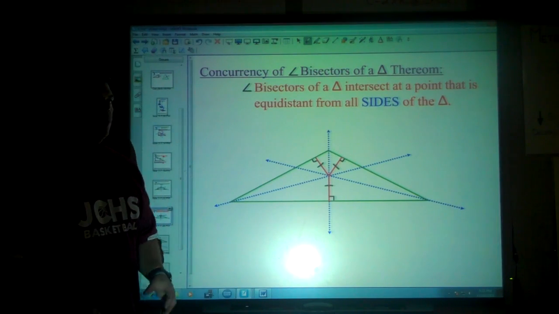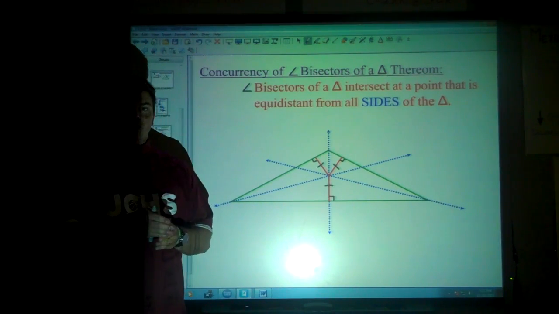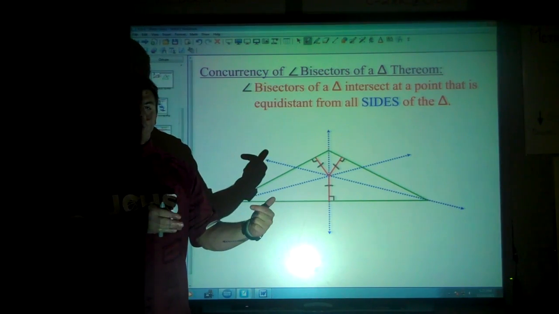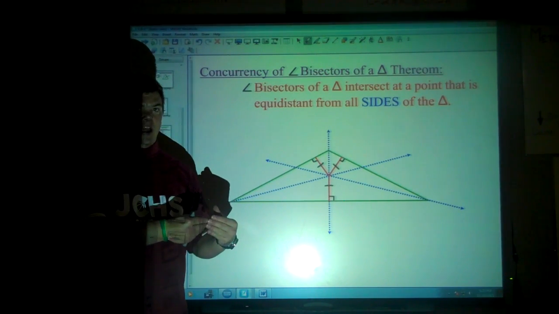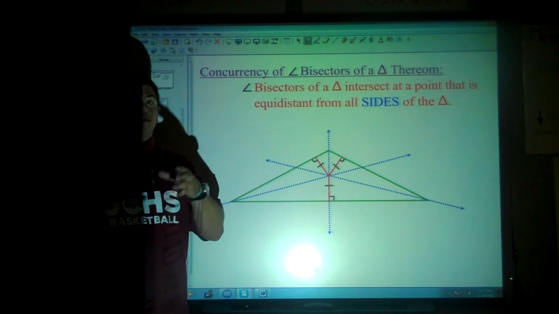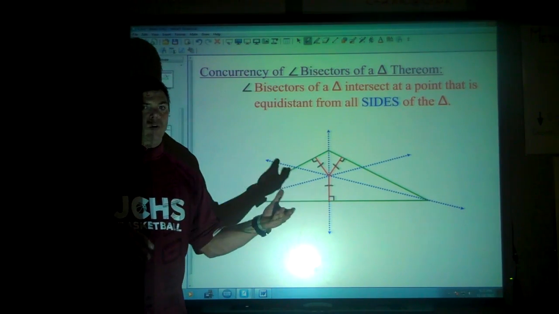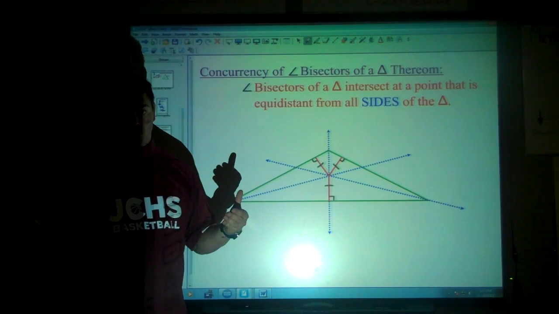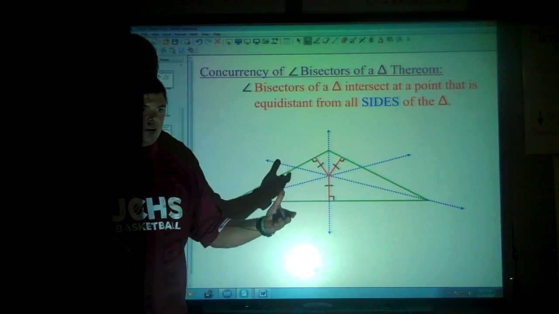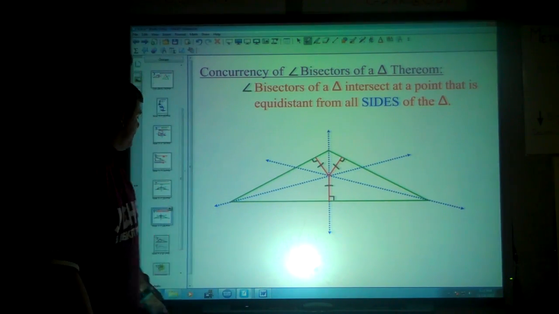So it's interesting. When we have perpendicular bisectors, we're cutting the sides in half, and we're the same distance from the angles. But when we cut the angles in half, our point of concurrency is the same distance from all the sides. So cutting the angles makes you equidistant to the sides, and cutting all the sides in half makes you equidistant to all the angles. So it's one way to remember it.